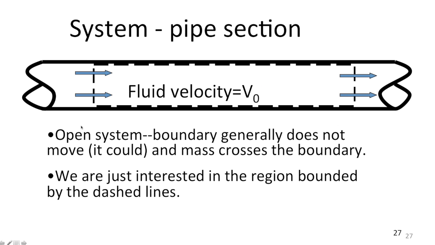Here's another example. This is an open system. Here the open system is defined as a region in space. The space is inside a pipe. Now part of the boundary of this region is defined as the cylindrical surface, as you can see from the dashed line here.